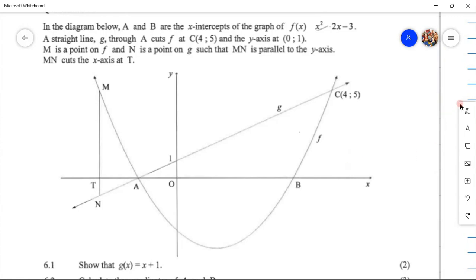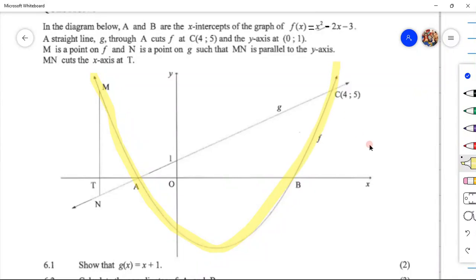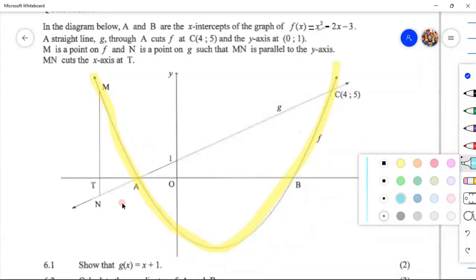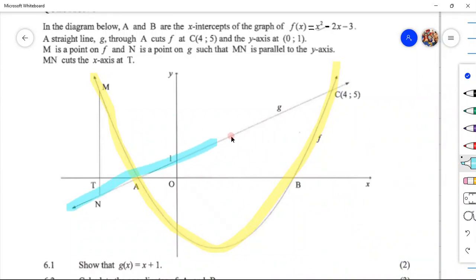So we've got in the diagram below, A and B are the x-intercepts of the graph of f, which is equal to x squared minus 2x minus 3. So that is the equation of our graph of f. Now, a straight line g, so we have f, which is a parabolic function, and we have g, which is a straight line. So let's just highlight those so they are easy to identify. So our yellow function is f, and our blue function is our linear function g.